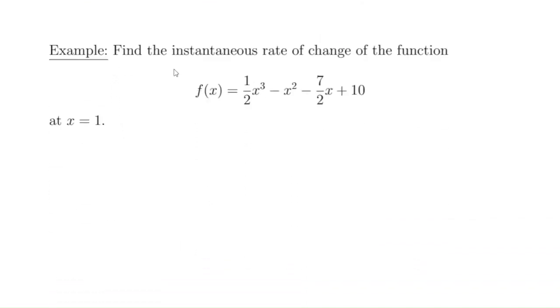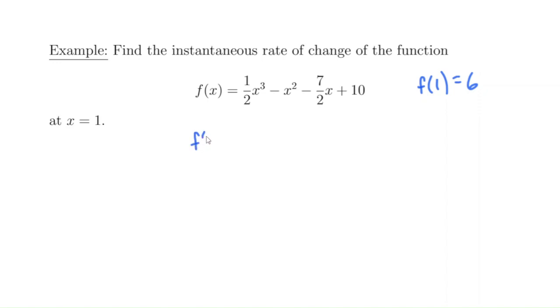Find the instantaneous rate of change of the function f of x equals 1/2 x cubed minus x squared minus 7/2 x plus 10 at x equals 1. So what we really need to find is what's f prime of 1. Now f of 1, just in case you're wondering, if you plug it in and work out all the details, f of 1 ends up being 6. Okay, but that actually doesn't matter for the rate of change. That just tells us that the graph has a height of 6 at x equals 1, or in other words, the point 1 comma 6 is on the graph. The question though is what is f prime of 1?